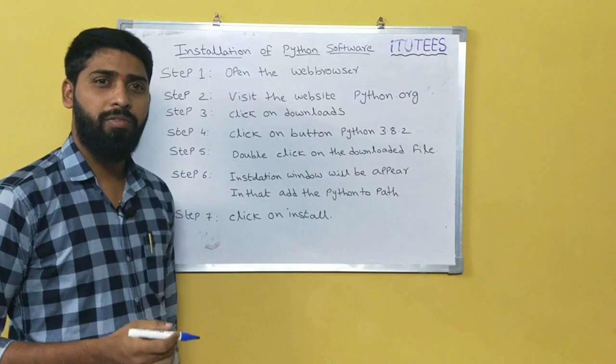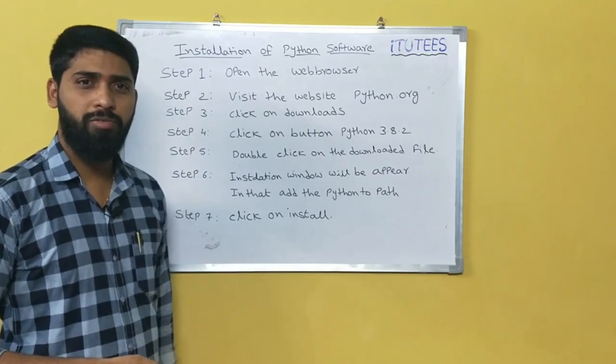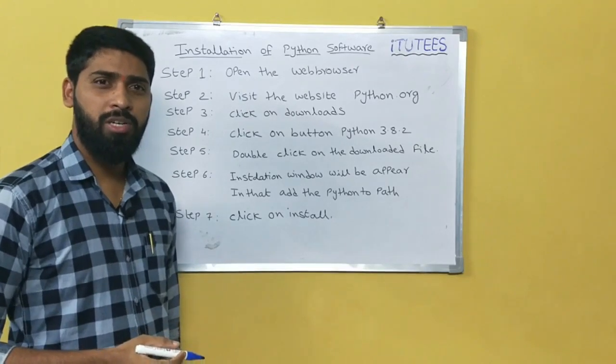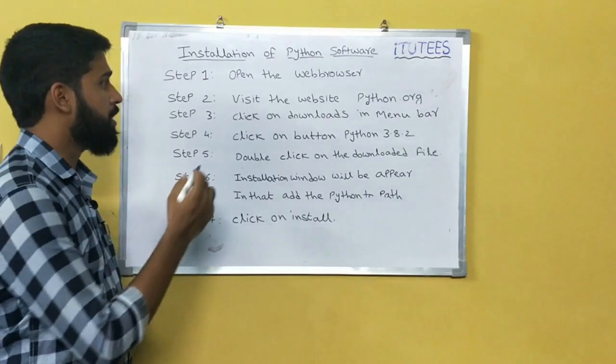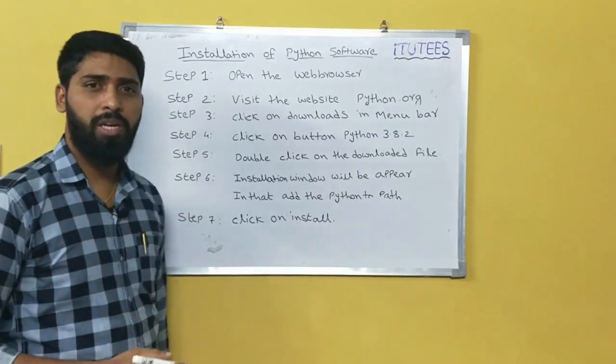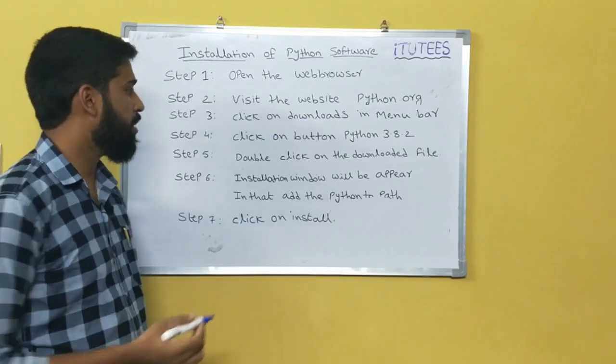In previous class, we discussed the history of Python, features of Python, and applications of Python. Now we are going to see how to install Python on your systems. Step 1, open the web browser. Step 2, visit the website python.org. It is the official website to download the Python software.